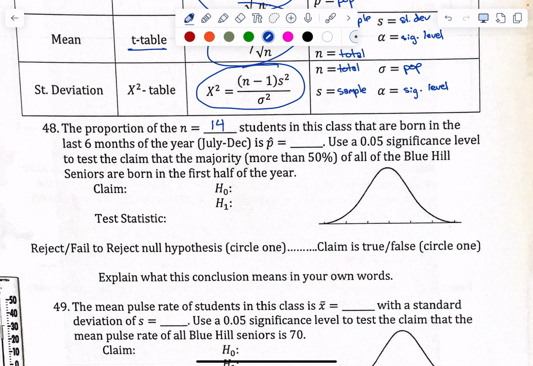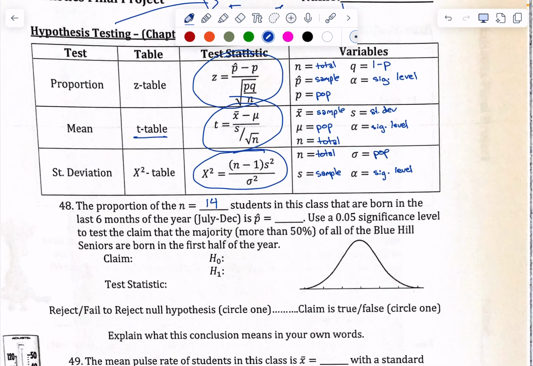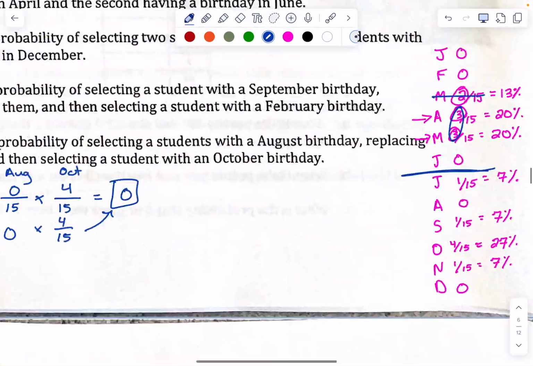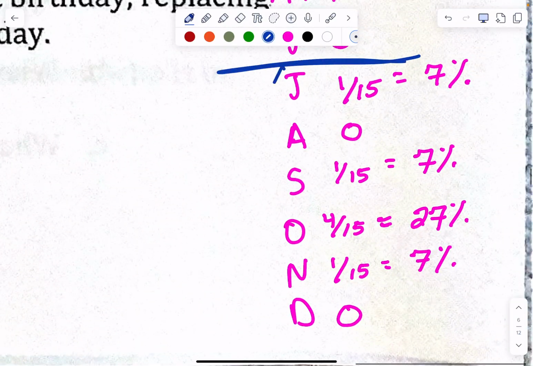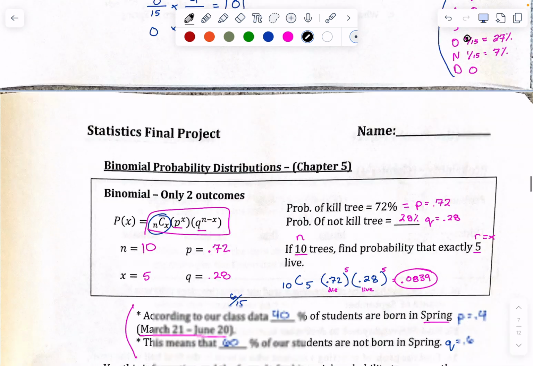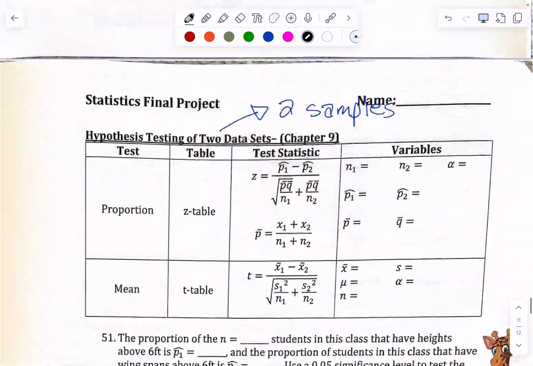So 14. Only 14 students in this class are born in the last 6 months of the year. How many students are born in the last 6 months of the year? Except these are the last 6 months, except I am one of these. So this is only 3. 2, 6. It's 6. 6 of them are born in the last 6 months of the year.